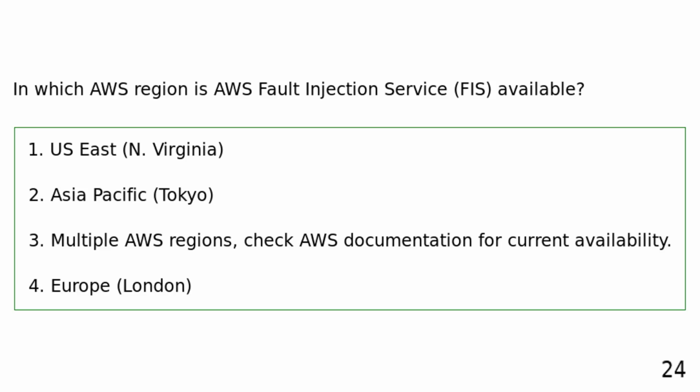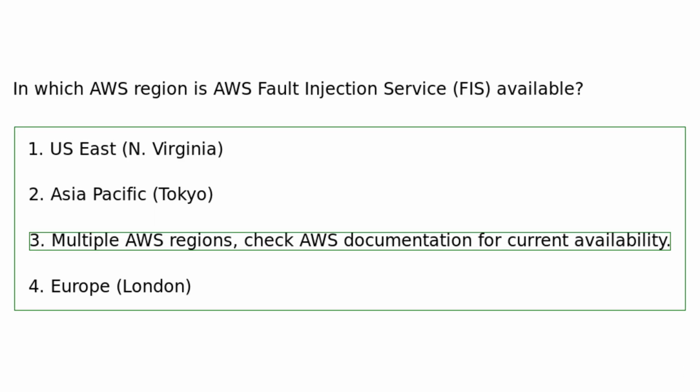In which AWS region is AWS Fault Injection Service available? US East. Asia Pacific. Multiple AWS regions. Check AWS documentation for current availability. Europe. AWS Fault Injection Service is available in multiple AWS regions, but availability can vary. Checking AWS documentation is recommended.